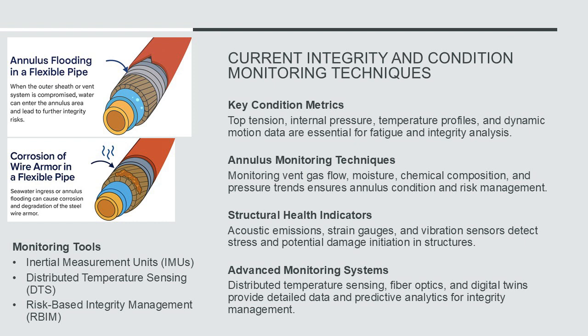Advanced systems like distributed temperature sensing, DTS, and fiber optics provide granular thermal data, while digital twins integrate real-time measurements with analytical models to predict fatigue usage and annulus risk. The ultimate goal is to transform raw data into actionable intelligence through a risk-based integrity management, RBM, loop: acquire data, assess conditions, decide on interventions, and update threat registers. This iterative process reduces uncertainty and enhances decision-making.